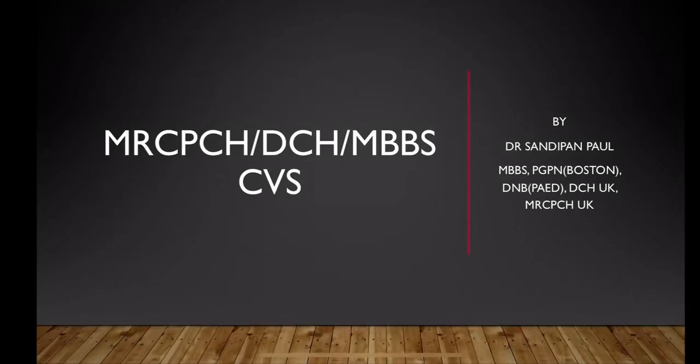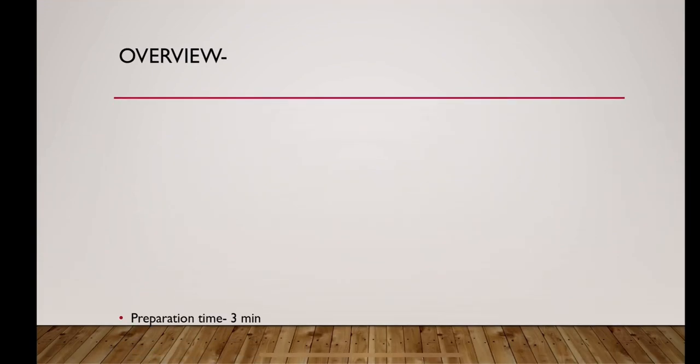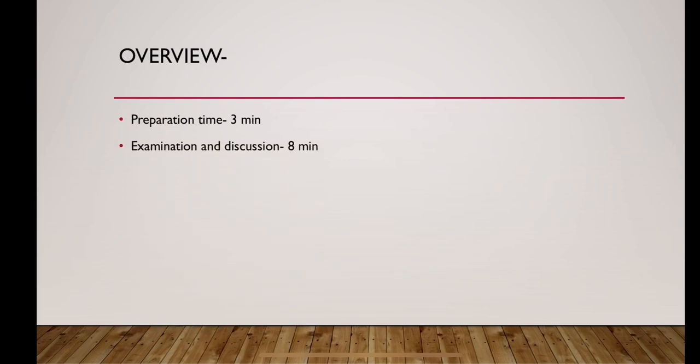We will discuss cardiovascular system. Overview. The preparation time for cardiovascular system clinical station is 3 minutes. Try to utilize the whole 3 minutes. Try to read out the scenario 2-3 times and prepare the strategy. Then examination and discussion time allotted for this is 8 minutes. Warning bell will be given at 6 minutes and marks allotted 8.